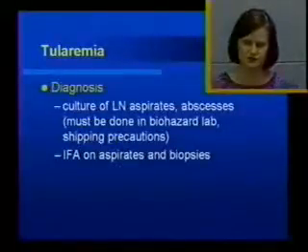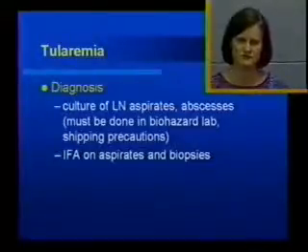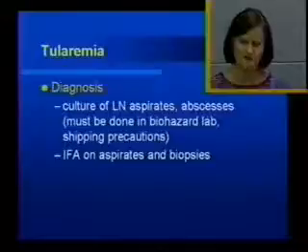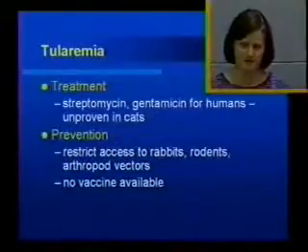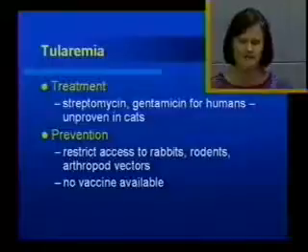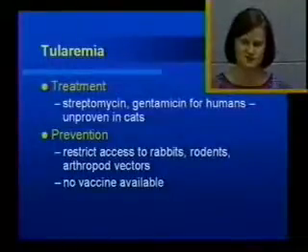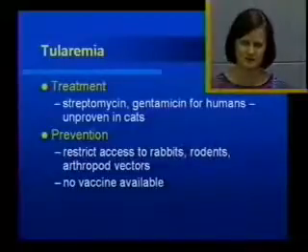Diagnosis again is made by culture of lymph node aspirates and abscesses, but again, make sure you check with your lab and you ship these samples appropriately. Also, an IFA can be performed on aspirates and biopsies. Treatment is with streptomycin and gentamicin in humans, but therapy has been unproven in cats. Prevention is best made by preventing exposure to these rabbits and rodents and arthropod vector, and no vaccine is available.